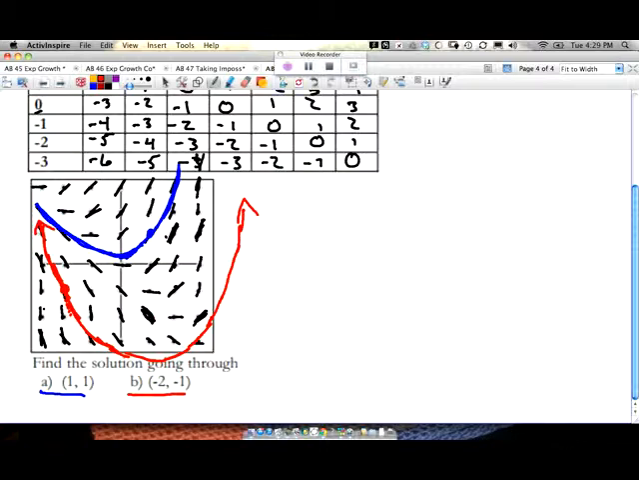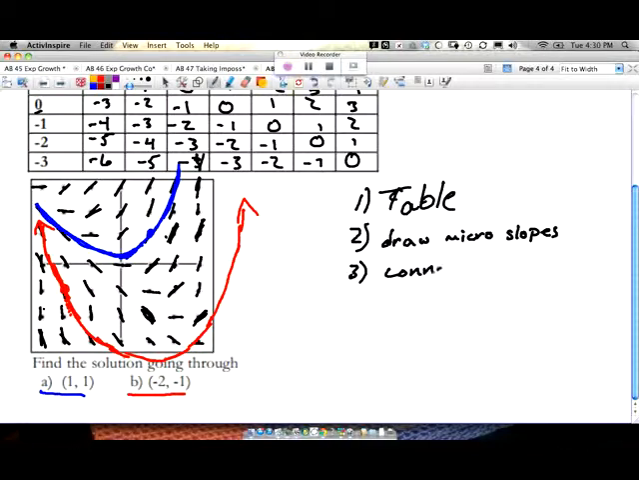Okay, so what's the general idea? How are we doing all this? First, make a table. Just get all your values. Table, that's one. Second thing, draw. Let's call these micro slopes, because they're little tiny slopes that only last for a little piece. Then 3, connect the dots for specific solutions. And there we go. That's it.